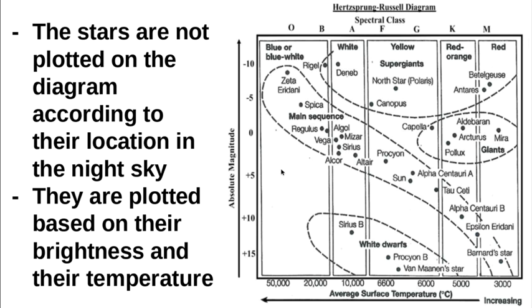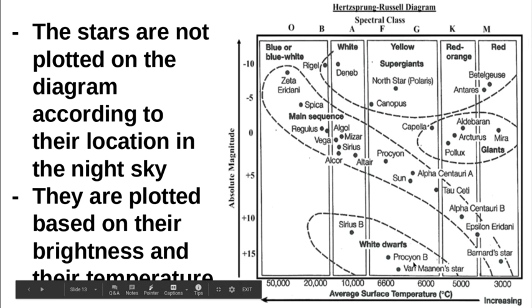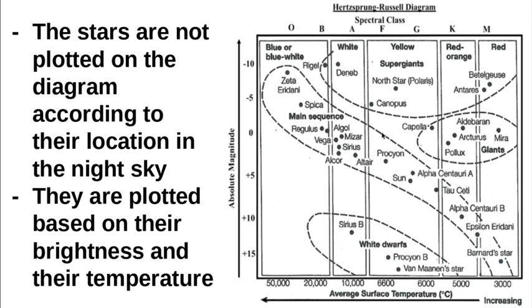Our sun has a brightness of 5, and so does Alpha Centauri. Our sun's temperature is about 6,000, a little more, and so is Alpha Centauri. Our sun is yellow, so is Alpha Centauri. Our sun is a main sequence star, so is Alpha Centauri, and you get it. So they are not plotted based on their location. You cannot tell location, you cannot tell distance, but there are a lot of things we can tell by looking at the diagram, such as color, brightness, temperature, stage of their life.